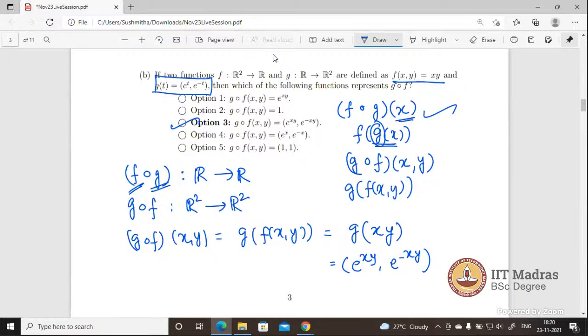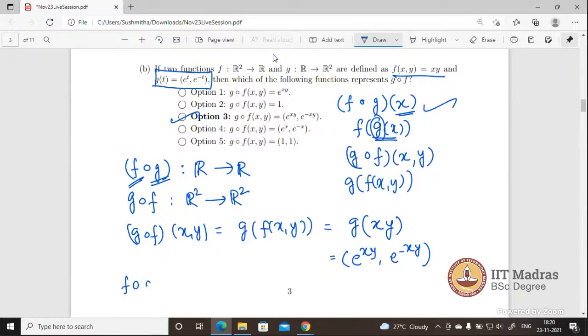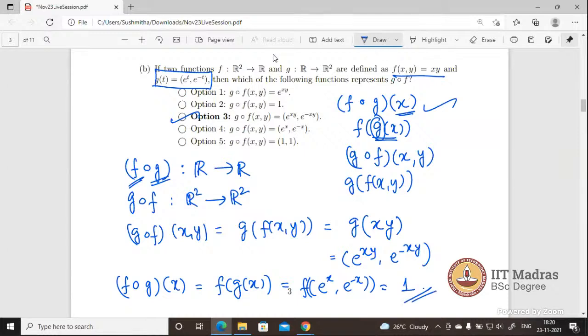Yes. Let's calculate the other one. F composite g of x. What is this? F of g of x. What is g of x? E to the power x, e to the power minus x. And what is f of this? 1. So e to the power x into e to the power minus x, so that's 1, right? Correct. So g composite f is this and f composite g is 1.